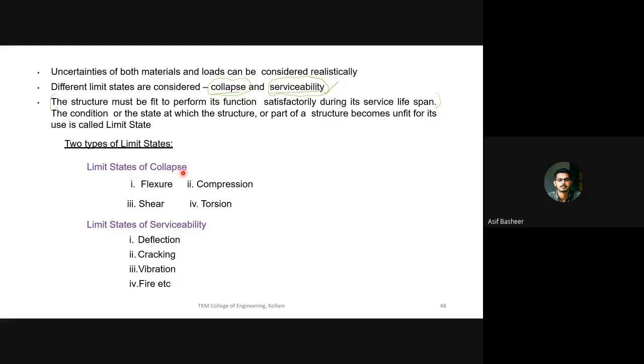So is there any doubt up to here? Is there any doubt in limit state? Have you understood this limit state of collapse and limit state of serviceability? Yes. Any doubt, you can ask me now.